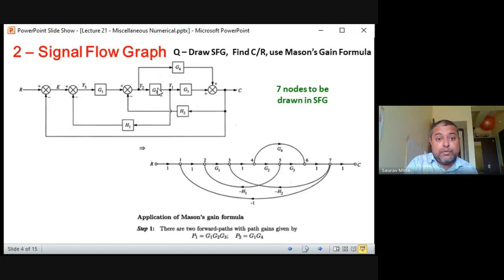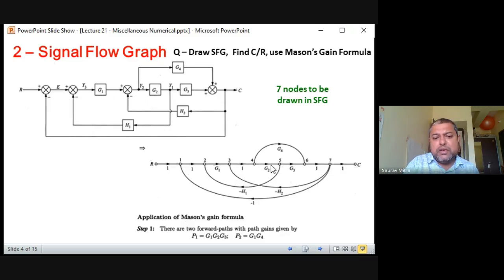And lastly, from 4 to 6, there is a G4. So constructing this signal flow graph from a block diagram, this is a real art. First thing you have to find out is how many nodes are there. In this case, wherever the points are getting added, or from whichever point you are taking out a signal, that is actually the node. So such 7 points are there.